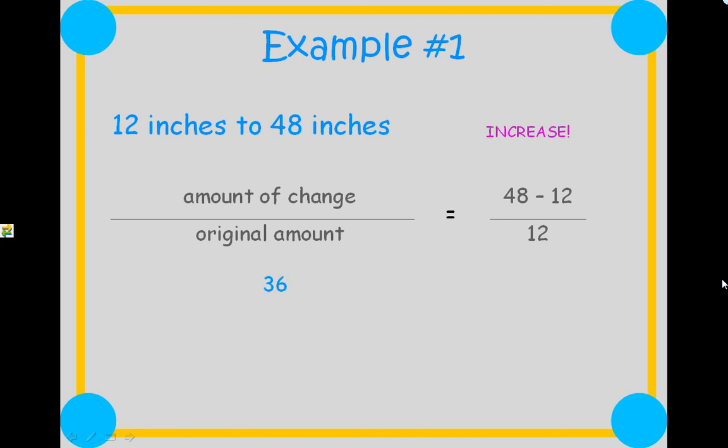So 48 minus 12 is 36, and you divide that by 12. When you do that, you get 3. Remember that this is technically a decimal, so we're going to have to change it to a percent. And when we do that, we get 300%. So, from 12 inches to 48 inches is a 300% increase.